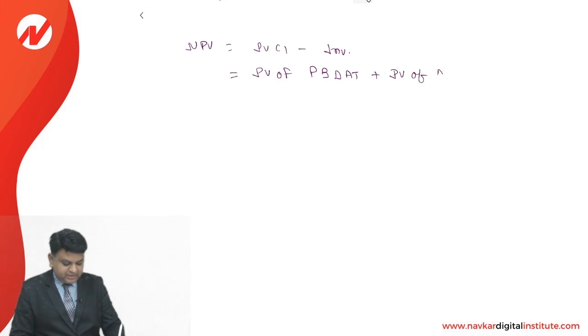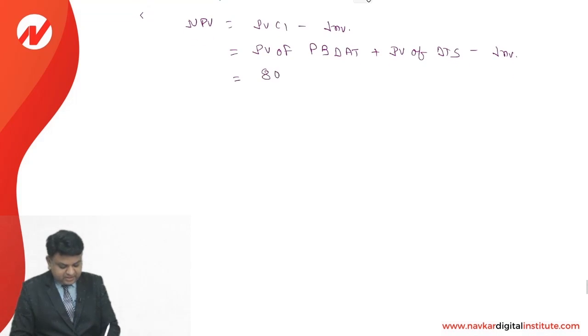NPV is equal to present value of the cash inflow minus investment. Now present value of the cash inflow will consist of two components: present value of profit before depreciation after taxation, plus present value of depreciation tax saving, minus investment.